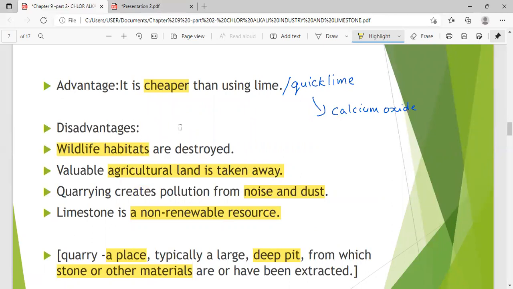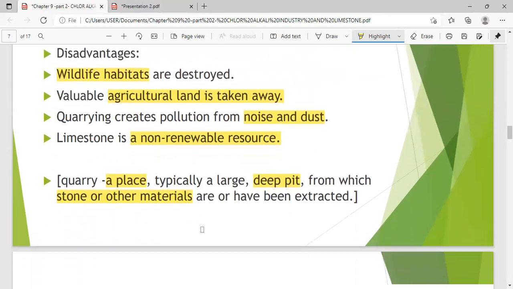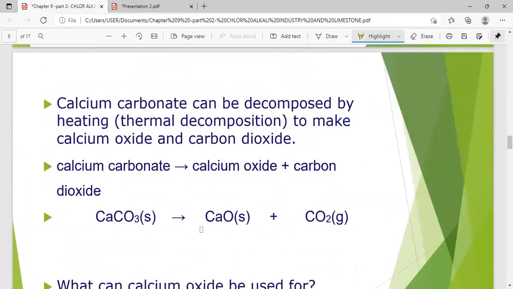People keep on taking it from the ground, and then at one point of time it's going to finish. So it's a non-renewable resource. Though there are advantages of using limestone as a building material, there are also some disadvantages. All right, so let's move on.